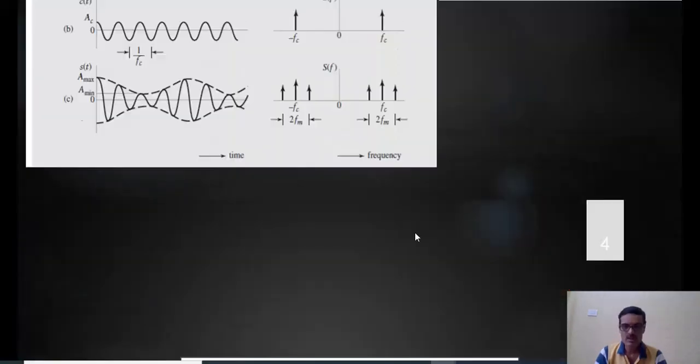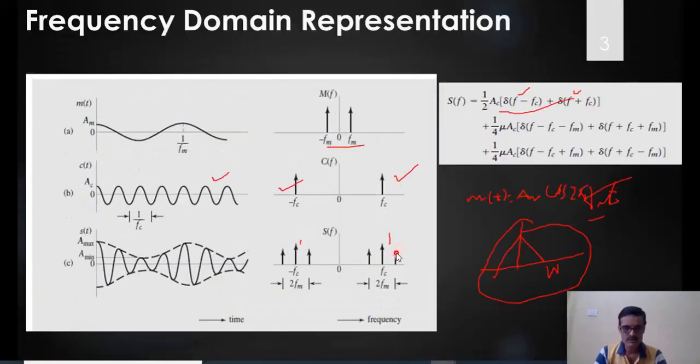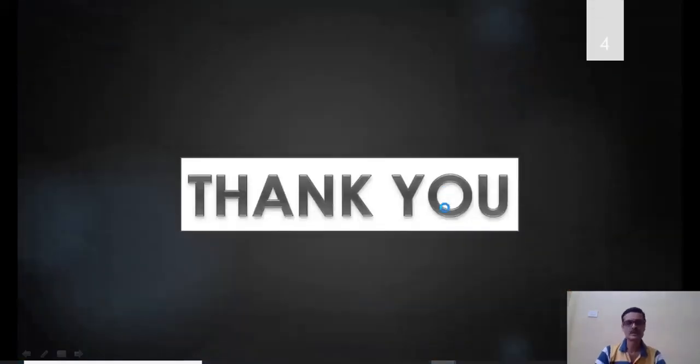So I should have a delta function somewhere here, and another delta function somewhere here, a mirror image. From the third equation again, I should have two delta functions, this one and this one. So these are the delta functions represented. If I consider only a single tone or single frequency in the message spectrum, this is what I will get in the frequency domain. So both the time domain and frequency domain are represented in this particular representation. This is nothing but single tone modulation of amplitude modulation. Thank you for watching.